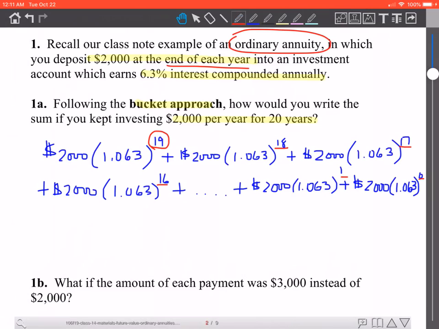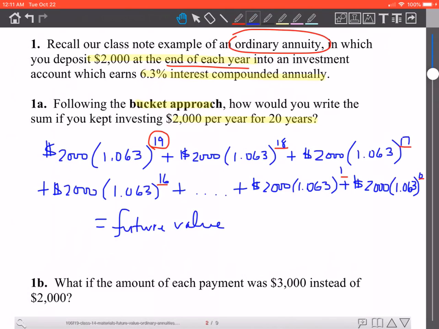So this is how you would write the sum. This is the sum of the future value of this annuity. So if you actually had your calculator out, I want to turn on mine just in case, but you could sum up these individual future values and get the total future value of this annuity. So we don't have to do that for this question. I just wanted you to write out what the number sentence would look like.